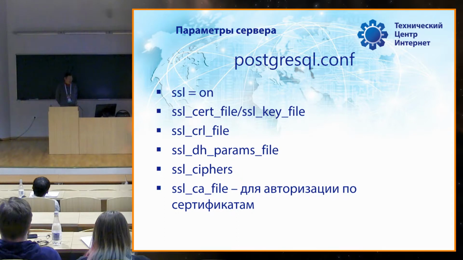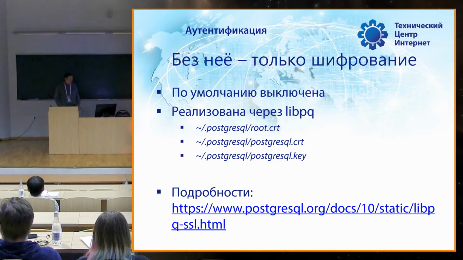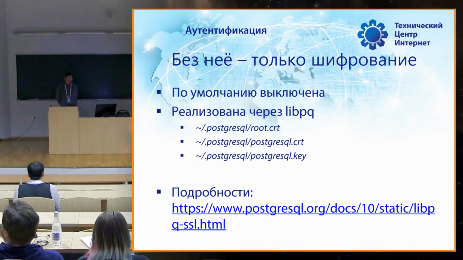And another parameter that you can include is the SSL CA file parameter. If you want your clients to authorize by a certificate, this parameter is about lists of certification authorities. So if this parameter is set, and if a client received a certificate from an authority different from the one specified in the list, he will not be able to use it. Authentication. By default, authentication is off.